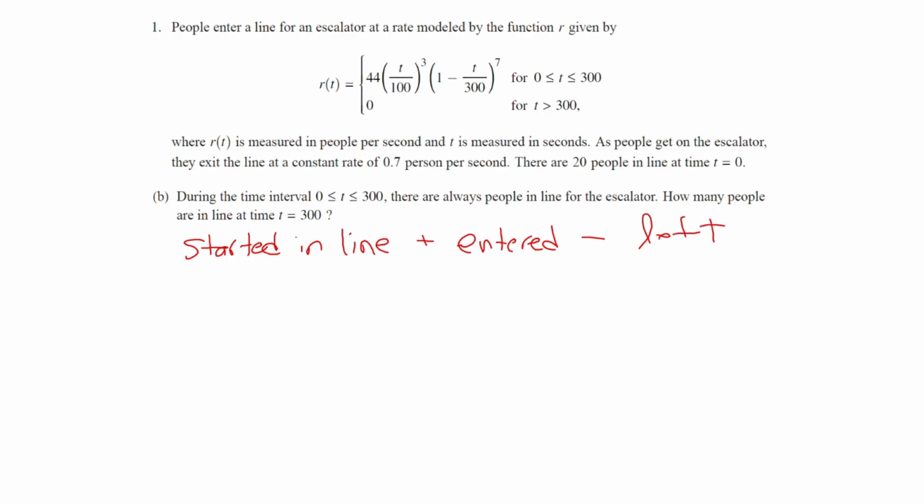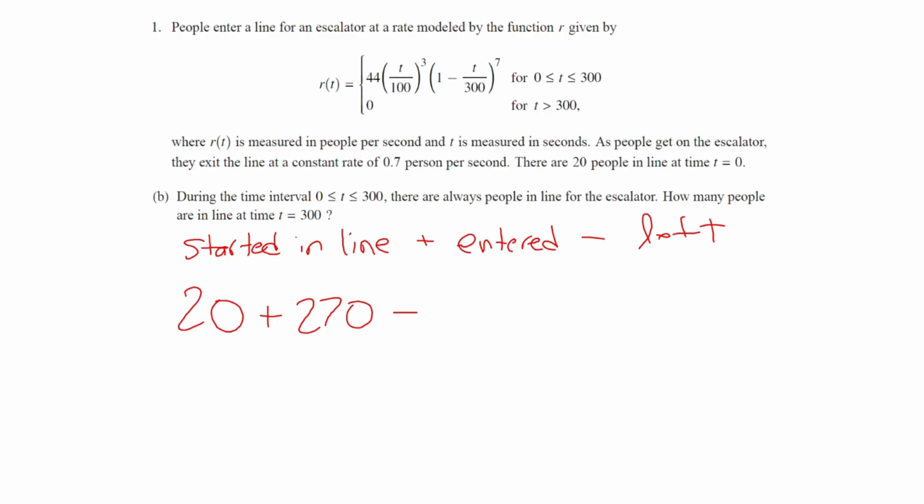The number that started in the line was 20. The number that entered the line, we just found that value, right? That was the integral from 0 to 300 of r of t. So that's 270 entered the line. And then we need to subtract the number that left the line.